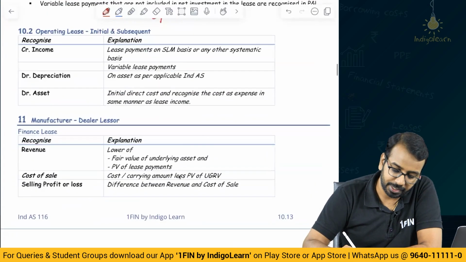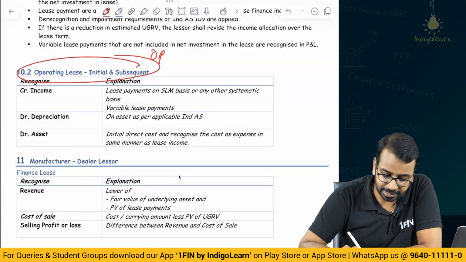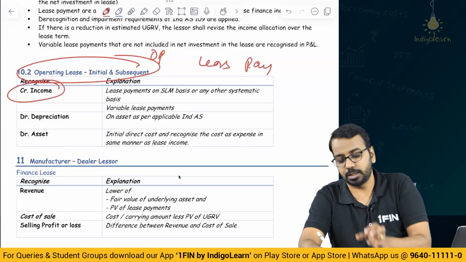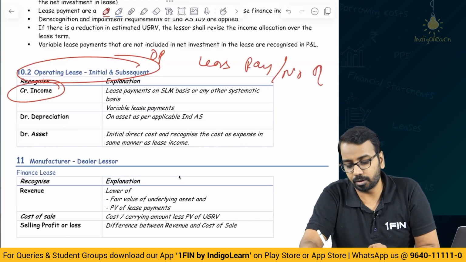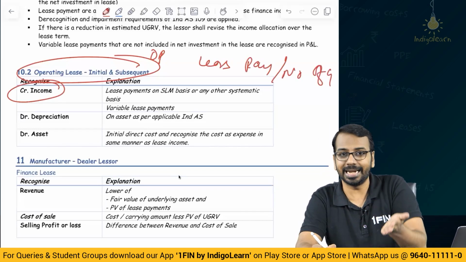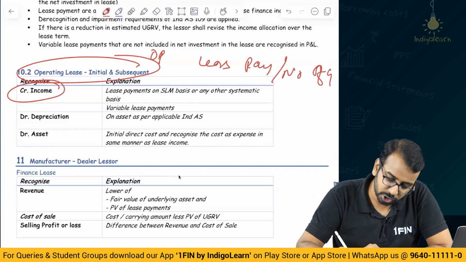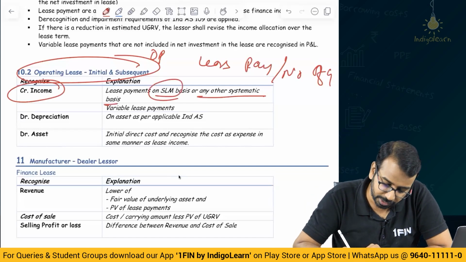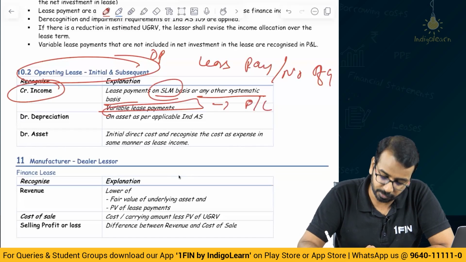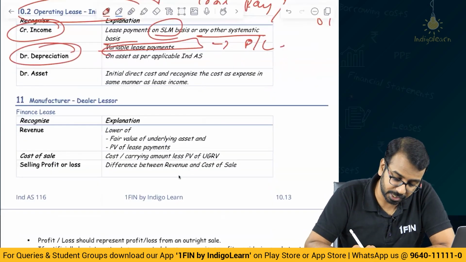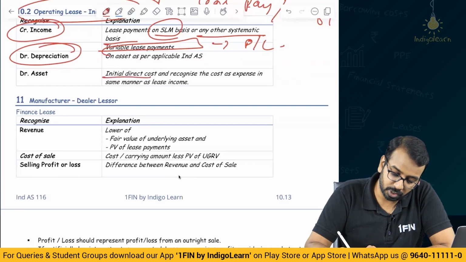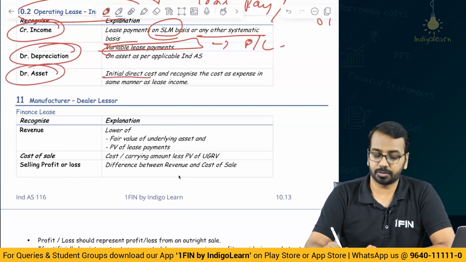closing balance. When it comes to operating leases, you will recognize in the income statement the lease payments, the total of all the lease payments divided by the number of years on a straight-line basis. If any other method is more indicative, then you will use that. Otherwise, you will use the SLM basis, or you will use any other systematic basis. Any variable payments will also be recognized in the P&L. The lessor will also charge depreciation on the asset, and initial direct cost, whatever is incurred, will be added to the cost of the asset.